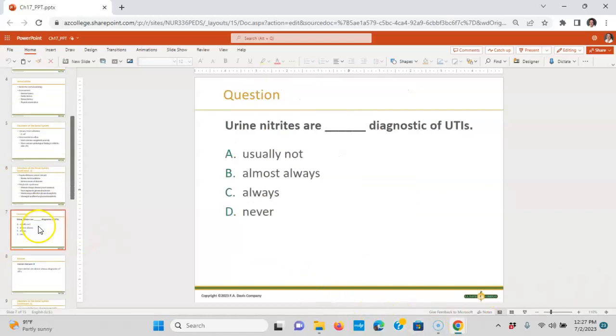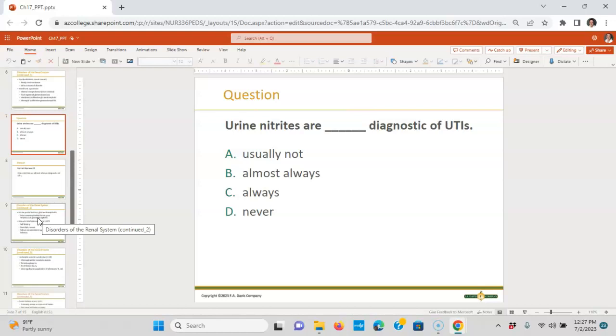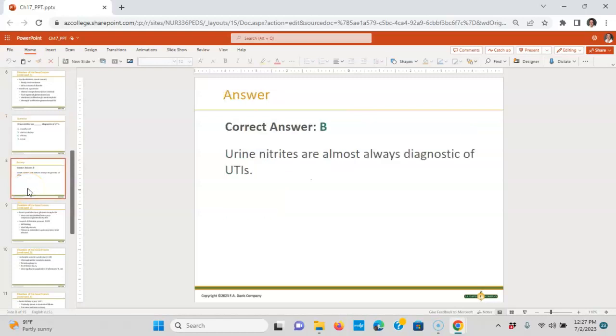All right, so a quick test. Urine nitrates are usually not, almost always, or never diagnostic of a UTI. Can you count on your nitrates? Almost always. If there are nitrates, you know you have a UTI.